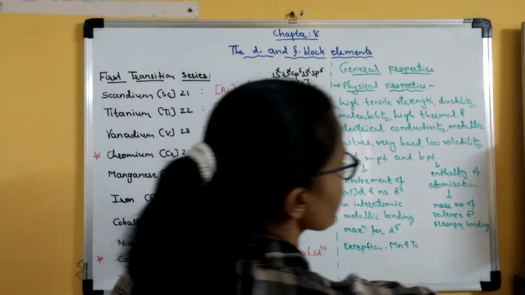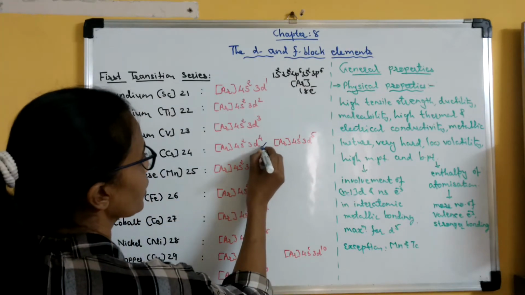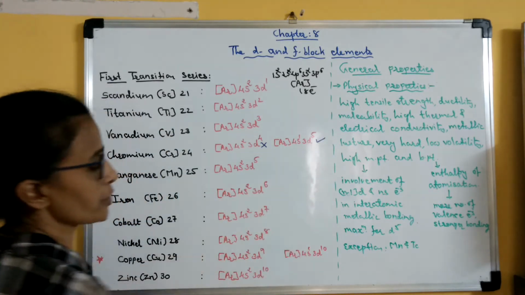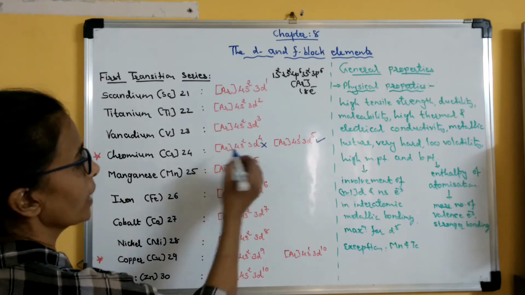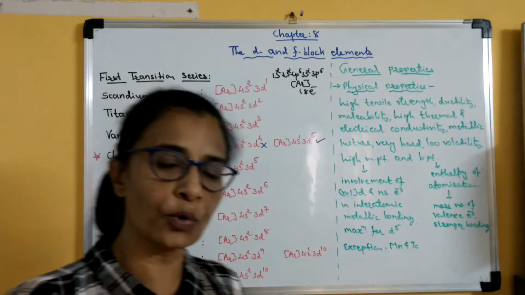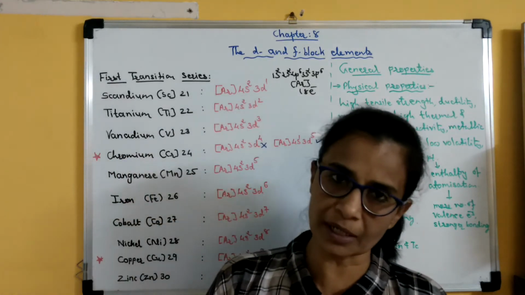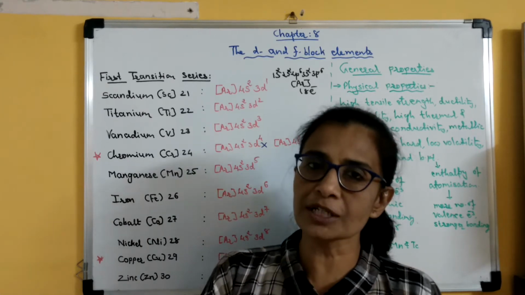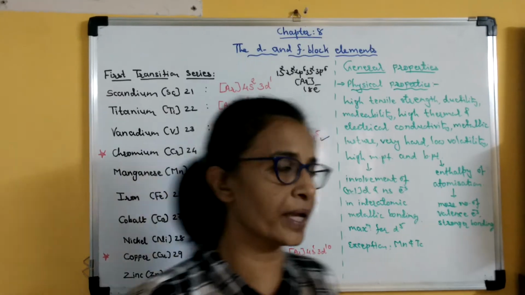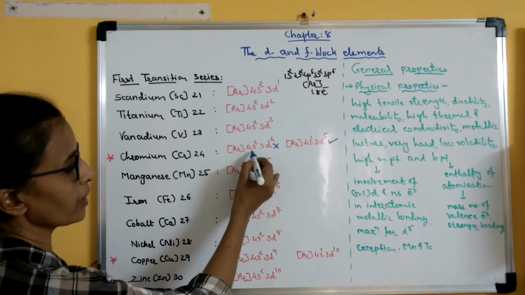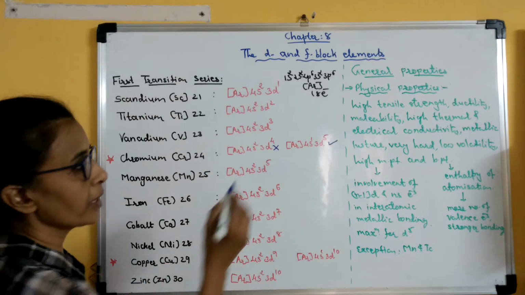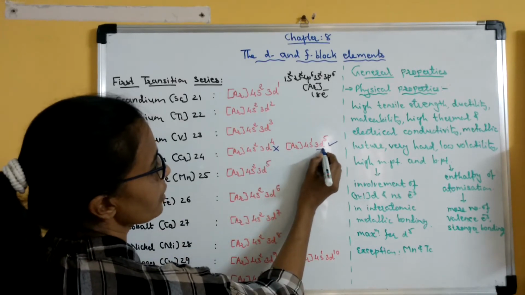Clear? But it is not like this. This configuration is not there for chromium. It has this configuration. Why? Because in case of transition elements, though 4s orbital is lower in energy compared to 3d orbital, the overall energy difference between 4s and 3d is very less, and that is why an electron from 4s orbital can easily be sent to 3d orbital in order to make the configuration d5.